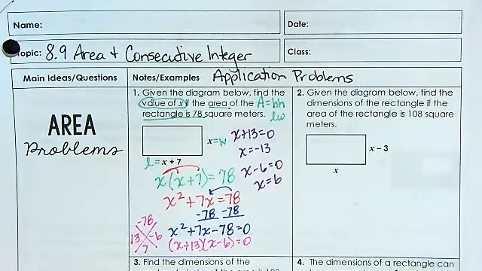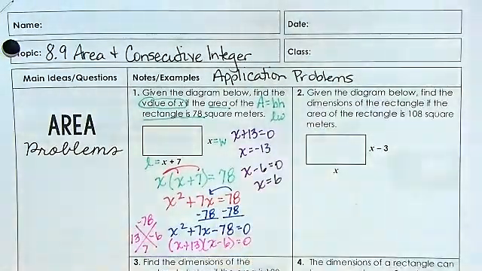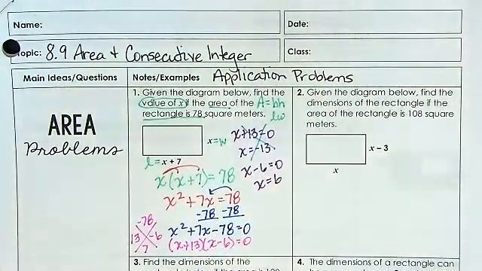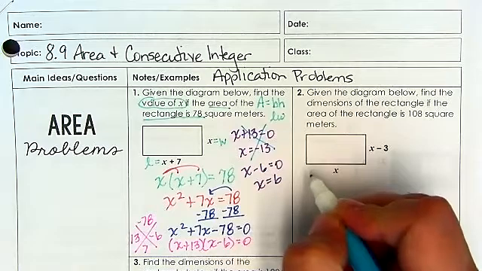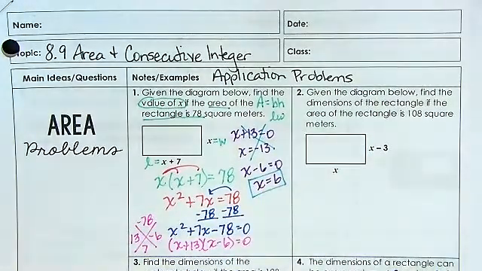Now, here's where we have to think about what makes sense for the problem. Can we have a negative measurement? No. So this answer choice is out. My only possibility for the value of x is 6, because it's the only one that makes sense.